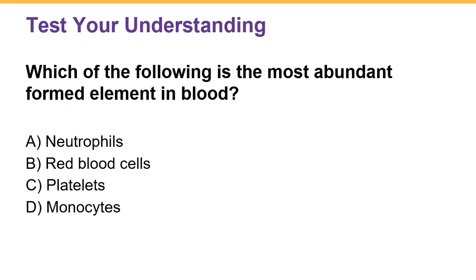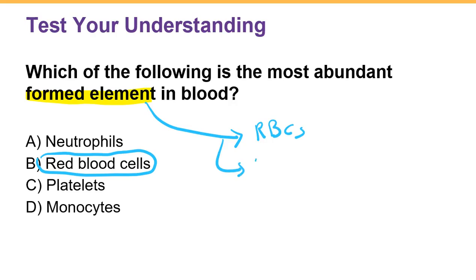What was your answer? Hopefully you answered red blood cells. One of the keys to finding the correct answer is to read the question carefully. It says most abundant formed elements, and then you should ask yourself, what are the formed elements? Formed elements can be RBCs, white BCs, and platelets, right? Which one is the most abundant?